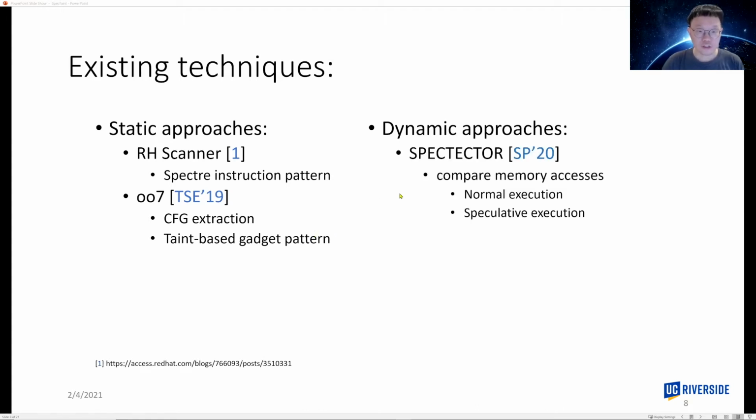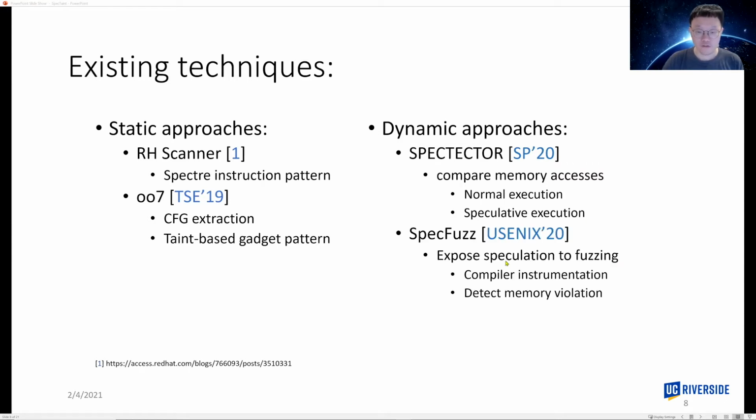Some works use dynamic analysis. For instance, Spectator from SP20. It performs symbolic execution on both targets of a branch. One is normal execution path, and the other one is speculative path. Then it compares the memory access pattern in these two execution modes.